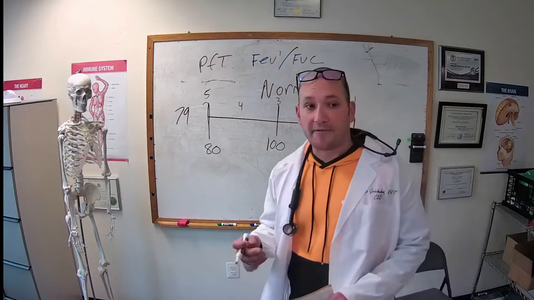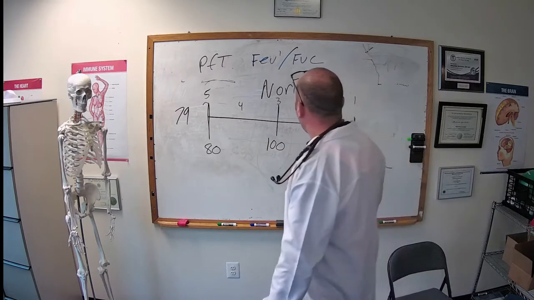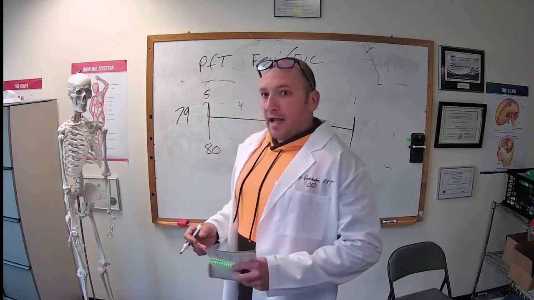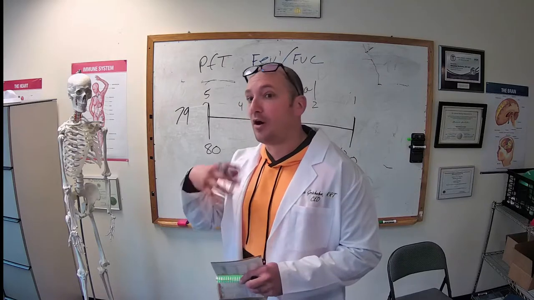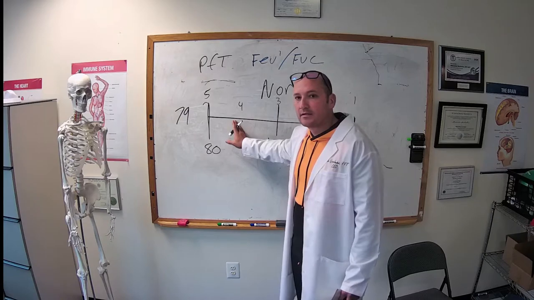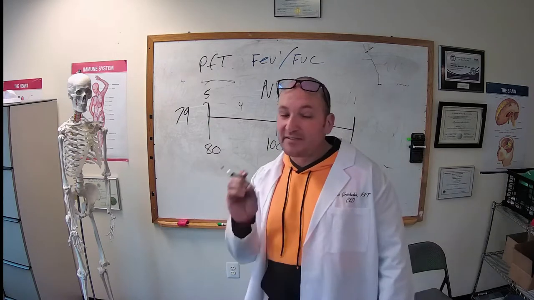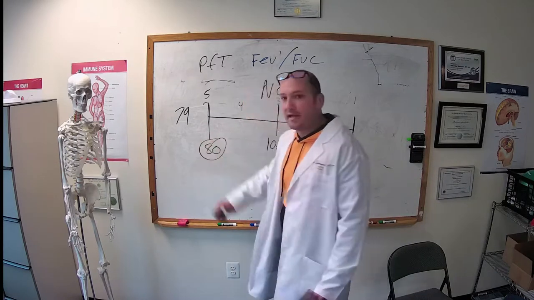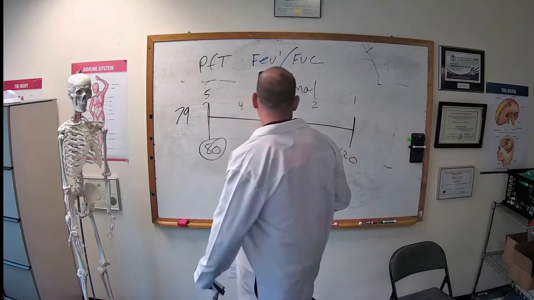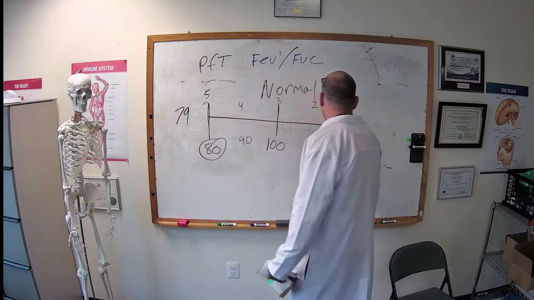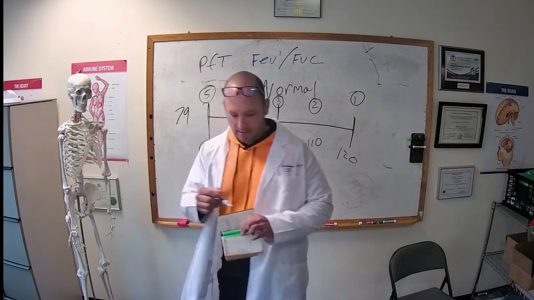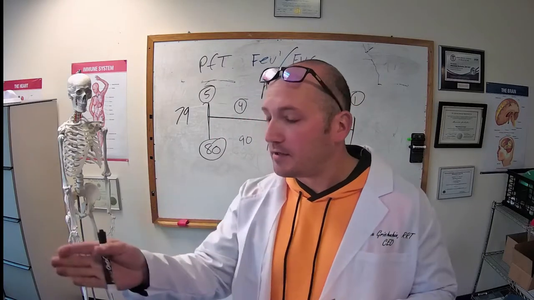If I fill up my lungs all the way and I exhale, how fast did I get rid of all the air out of my lungs? So if I exhaled, and let's say it lasted for 3 seconds, 4 seconds, or 5 seconds, meaning it took me 5 seconds to exhale all that volume out, then I'm at 80%. This is 1 second, 2, 3, 4, 5.